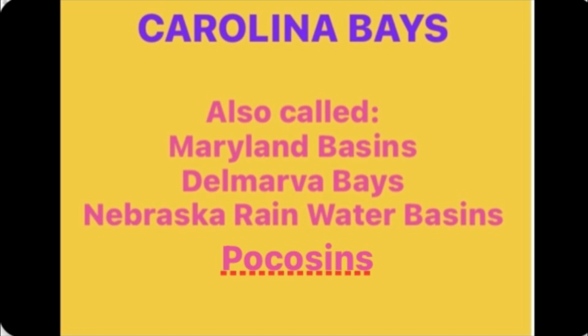In Alabama, Georgia, North and South Carolina, they are called Carolina Bays. Up in Maryland, they're called Maryland Basins and Delmarva Bays on the Delmarva Peninsula. And in Nebraska, they're called Nebraska Rainwater Basins. And Native Americans called them moccasins, which means a swamp or pond on a hill.